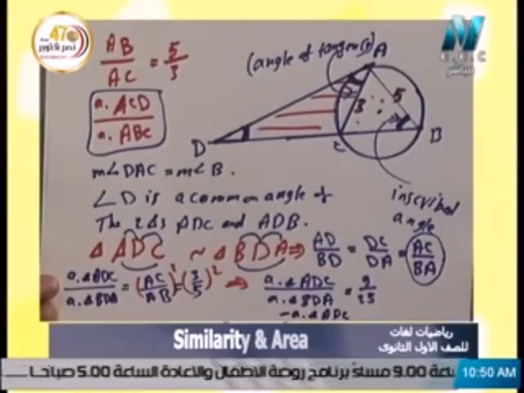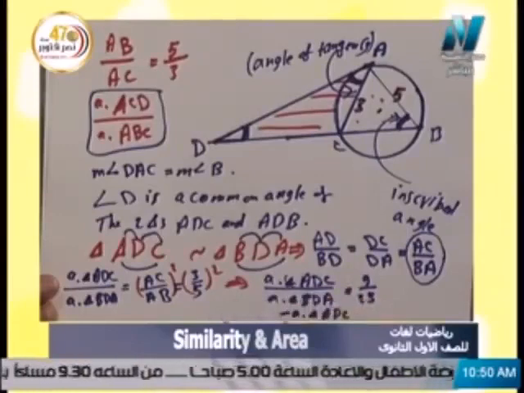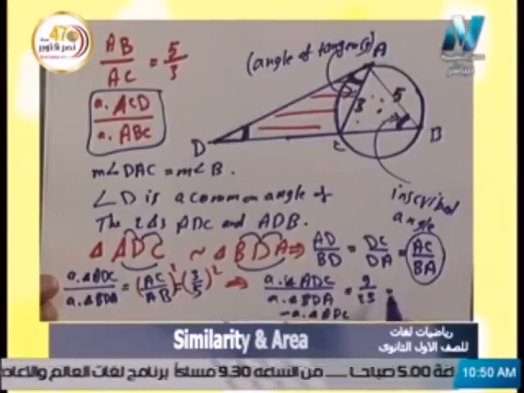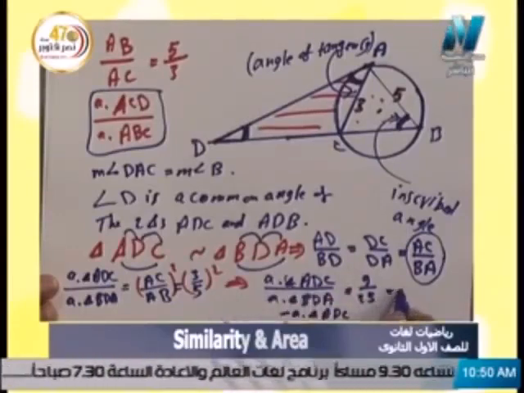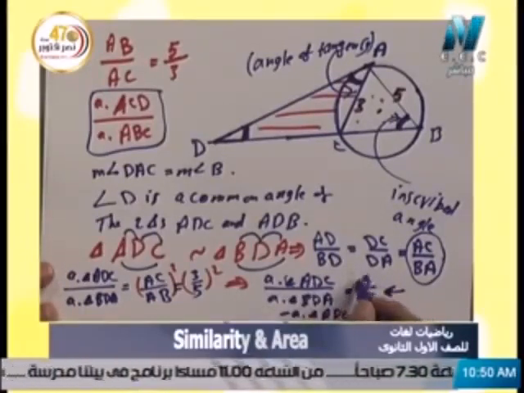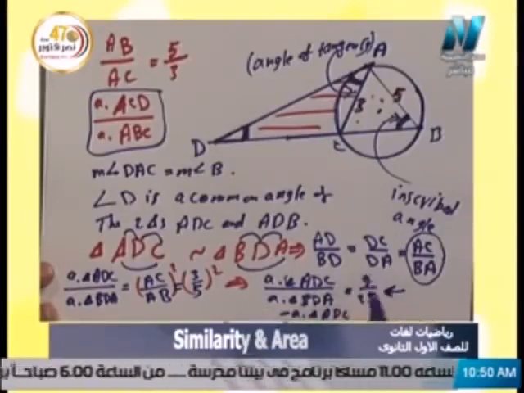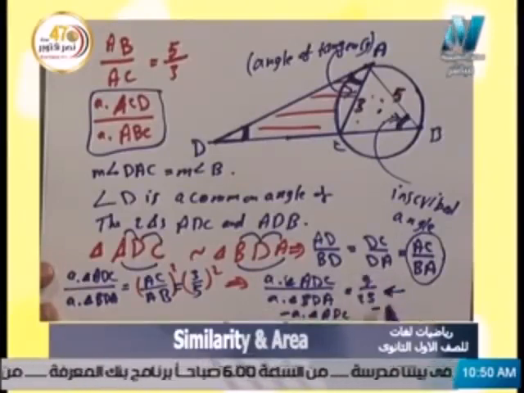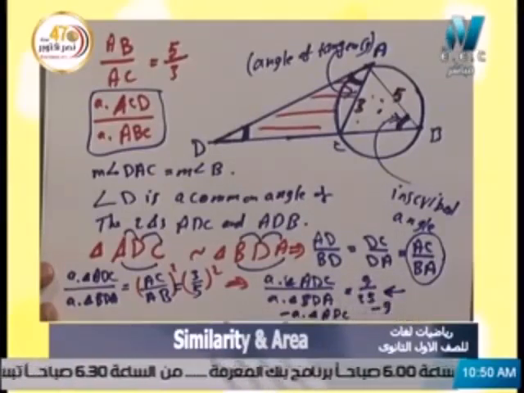Where is the triangle ADC? It's on the top here. And we must make the same in the numbers. ADC here is 9. Its ratio or its parts equal 9. So we subtract 9 from the denominator here.